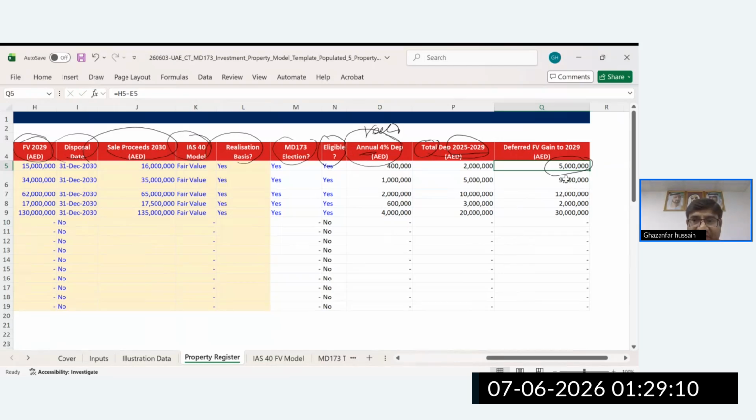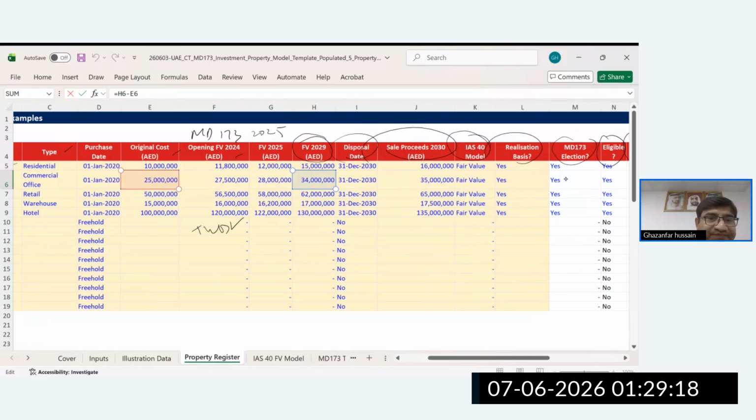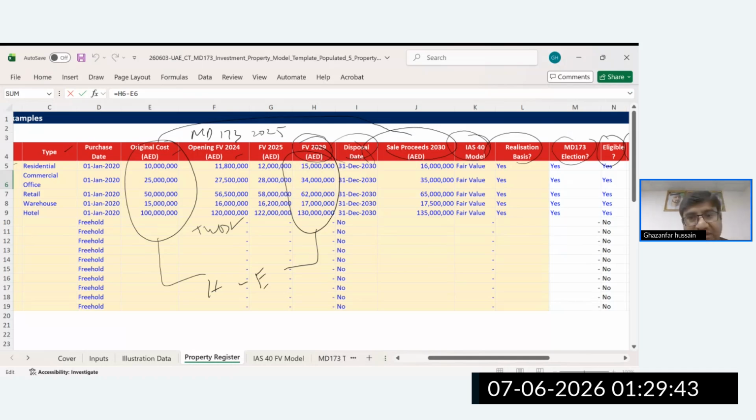So if you have this accounting model, you can go back and see how these figures come up. So what is the deferral gain? The original cost, and where is it? This is... so H minus E means this is the closing balance before the sale, in the final year, right?